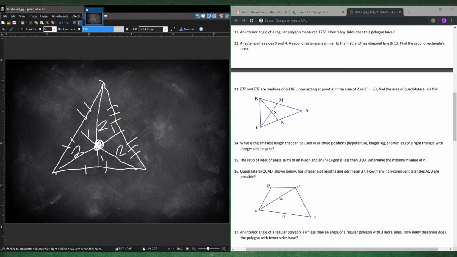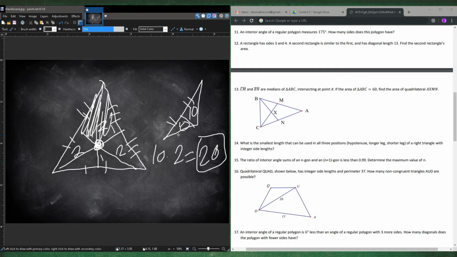Now we could use this triangle, which has area 20. Since this and this are the same because that's the median, this area is equal to this area. Since it's 20, just divide by 2. So this is 10 and this is 10. So we know this area is 10, and if this area is the same, it's just 10 times 2, which is 20. So the answer is 20 for the quadrilateral.